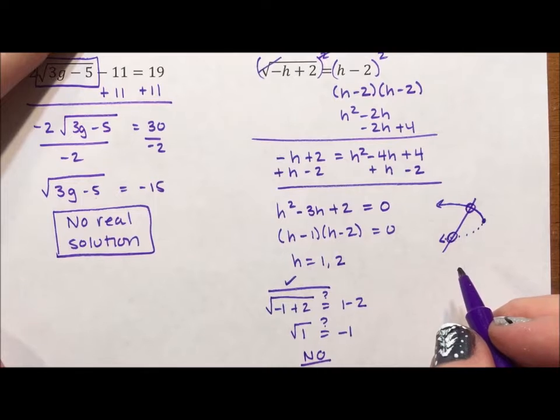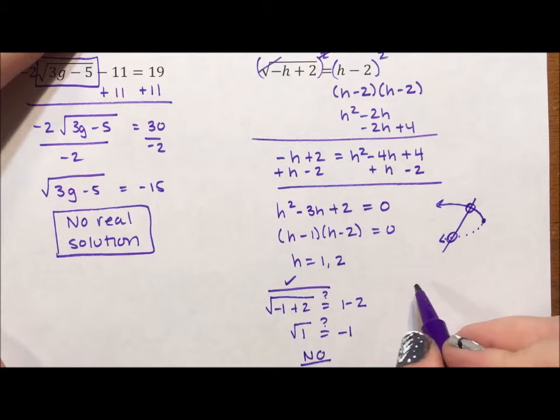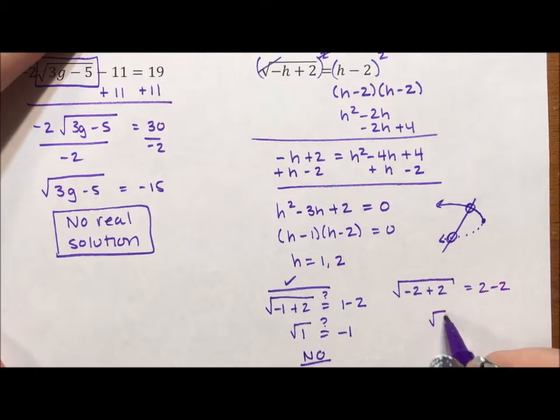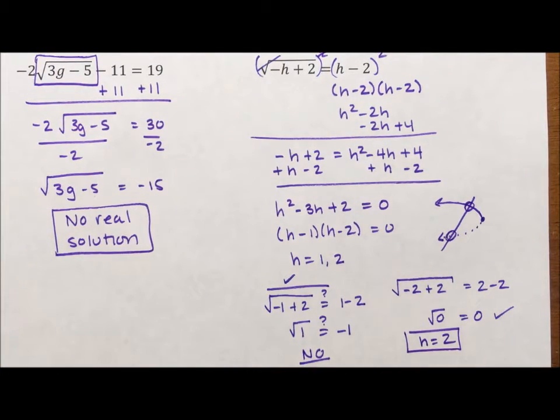If we check our second solution, we are checking if the square root of negative 2 plus 2 equals 2 minus 2. Does the square root of 0 equal 0? That works. So we really only have one solution. H equals 2, not two solutions.